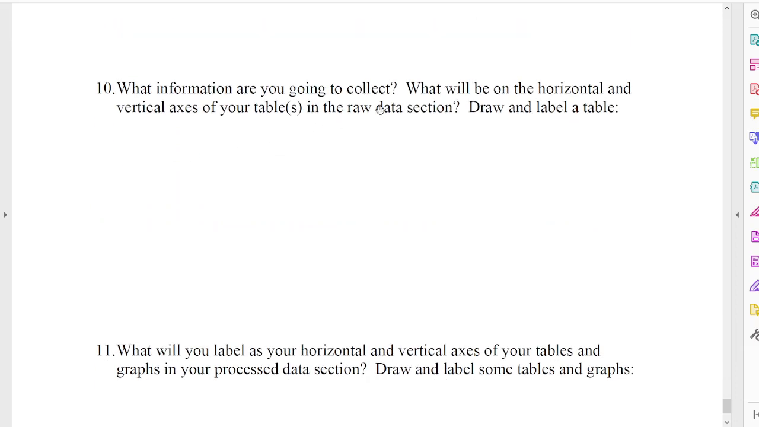Which or what information are you going to collect? What will be on the horizontal and vertical axis of your table in the raw data section? Okay. Draw and label a table. Okay. So I'll give you an example later, hopefully, but maybe on the horizontal table, you're going to have 1 meter, 2 meter, 3 meter, 4 meter, 5 meter. And on the vertical, it's going to be something like trial 1, trial 2, trial 3, trial 4, trial 5. And then in the table, you're going to fill out something like time.